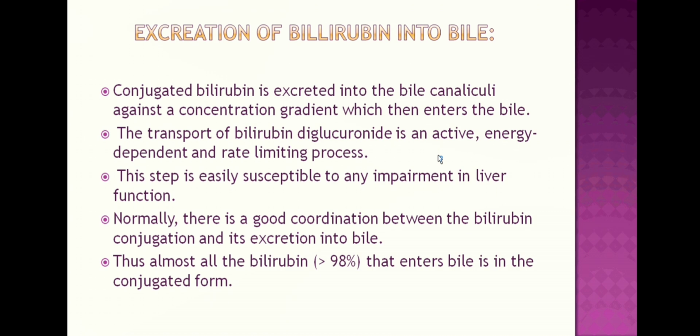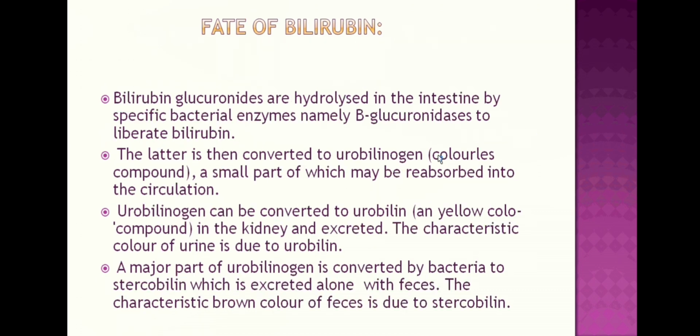Then excretion of bilirubin into bile. The conjugated bilirubin is excreted into the bile canaliculi against a concentration gradient, which then enters the bile. The transport of bilirubin diglucuronide is an active, energy dependent and rate limiting process. This step is easily susceptible to any impairment in liver function. Normally, there is good coordination between bilirubin conjugation and its excretion into the bile. Thus, almost all the bilirubin that enters bile is in the conjugated form.